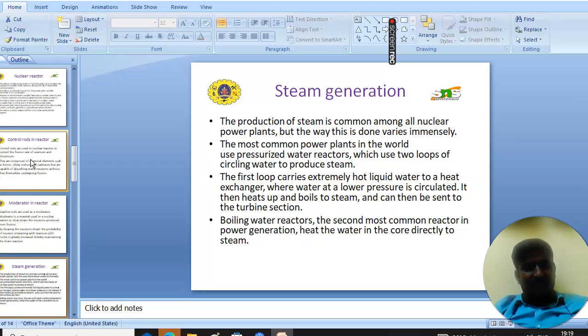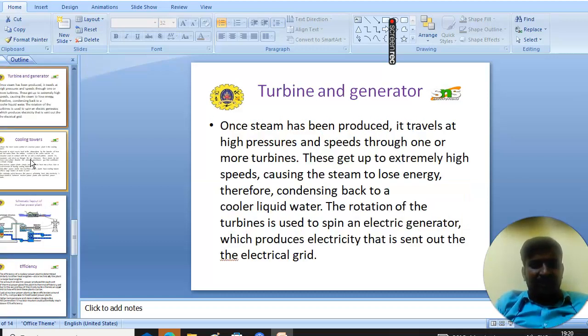This is steam generation. The production of steam is common among all nuclear power plants, but how this is done varies immensely. The most common power plants in the world use pressurized water reactors, which use two loops of circulating water to produce steam. The first loop carries extremely hot, high-pressure water to a heat exchanger, where the heat is passed to water at lower pressure. It then heats up and boils to steam and can then be sent to the turbines. Boiling water reactors, the second most common reactor in power generation, heat the water in the core directly to steam.